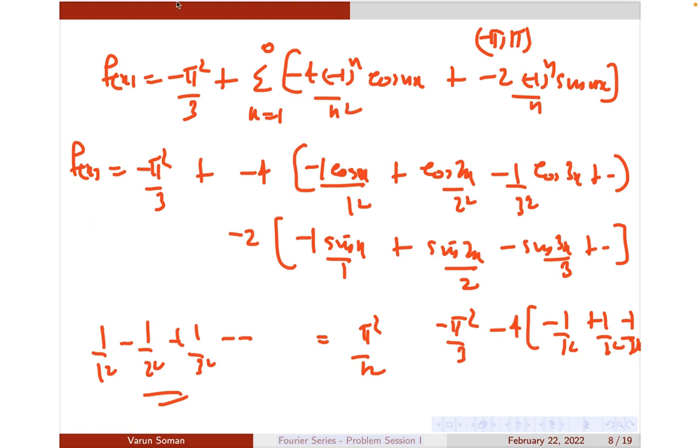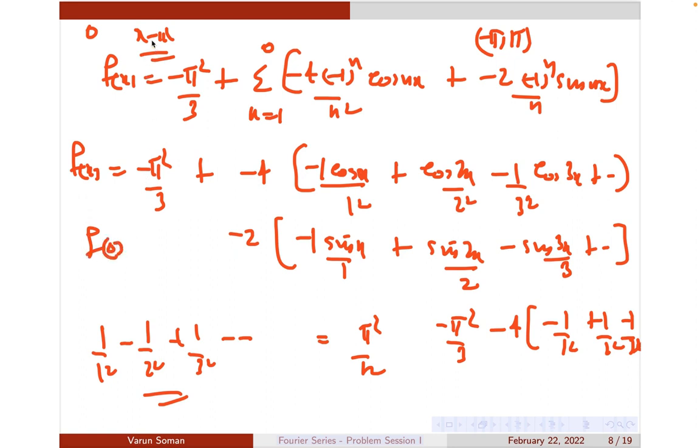At 0, the function is actually x minus x square. This is a point of continuity. This is a polynomial, so every point is continuous there. So 0 is also continuous, and 0 is between minus pi to pi. So at the point of continuity, the given series will converge to f of 0. So the value will simply be f of 0.